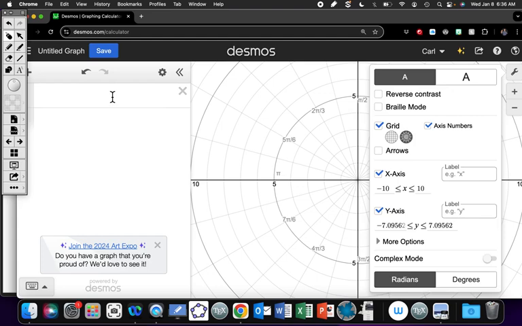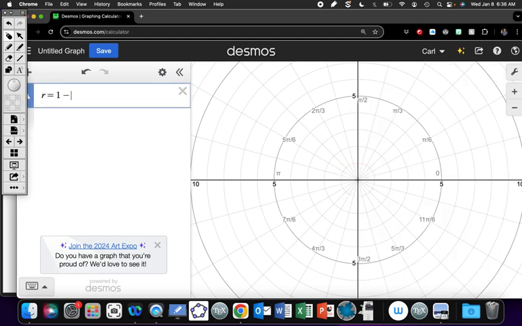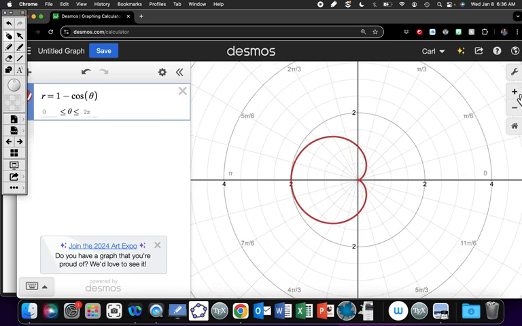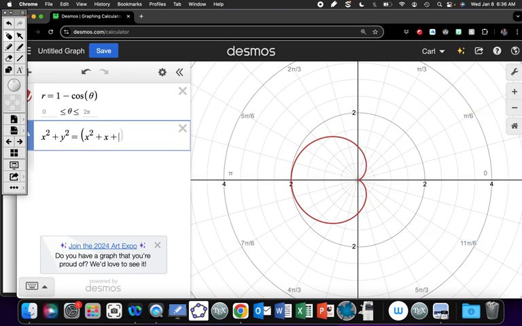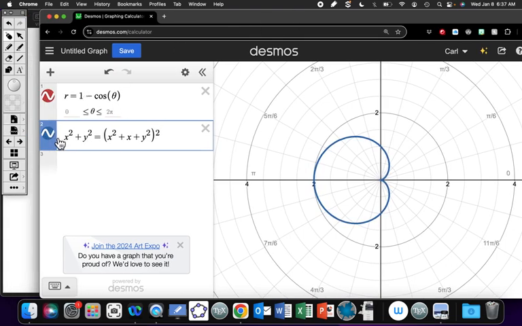But let's go ahead and graph r equal 1 minus cosine theta. When you do this, it'll automatically know you're talking about polar. So check it out. And we'll talk about why we're getting this shape in the next section. So don't freak out about that. But let's see if we can get this to match. We had this crazy x squared plus y squared equals x squared plus x plus y squared all squared. And boom, there we go. Look. Okay, so that reassures us that we did convert it over right.